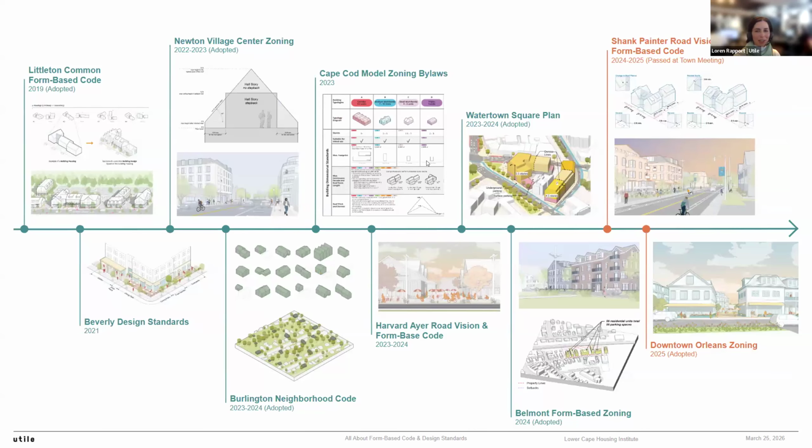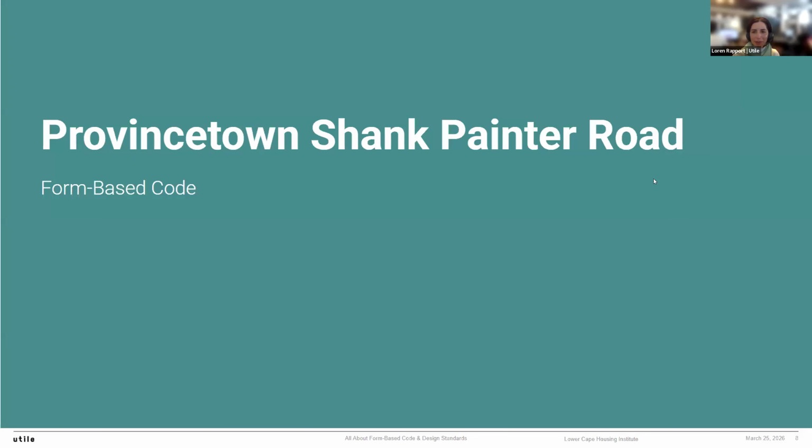So as Courtney and I mentioned, our firm has really been developing our approach to form-based light zoning over the years. Our first zoning code was Littleton, which was adopted in 2019. Since then, we've been all over the New England map, so to speak, in Burlington, certainly on the Cape with Orleans and Provincetown, and in Watertown and Belmont as well. And so Courtney and I are going to speak particularly about Provincetown and Orleans, which are our two most recently adopted zoning codes, and I will pass things off to Courtney.